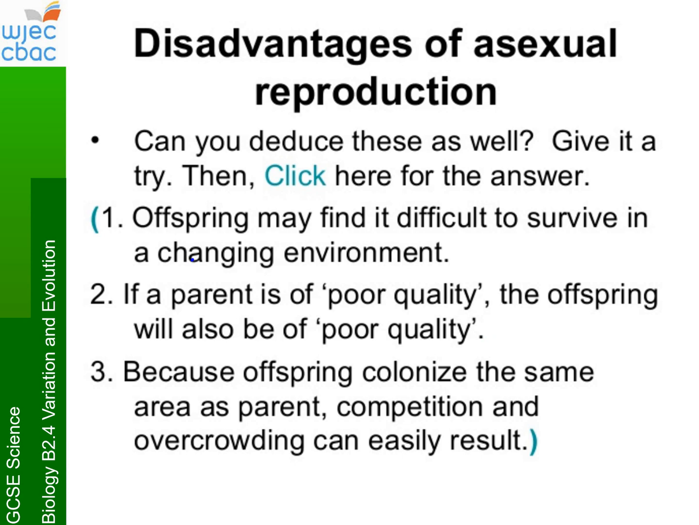And finally, a disadvantage of asexual reproduction. Because the offspring colonize the same area as the parent, there will be competition between the organisms, and overcrowding can easily result. Whether it's a plant or an animal, whatever resources they will be competing for, they will be overcrowded and they may not all be able to receive those resources that they require.